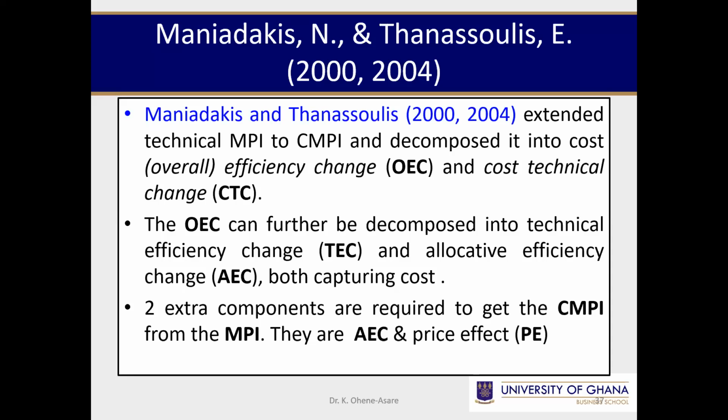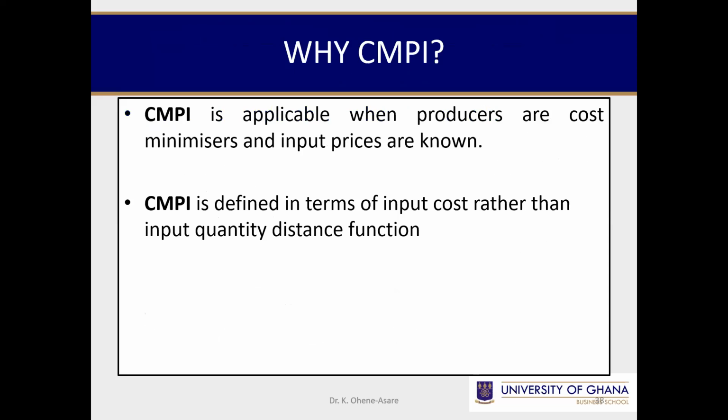Okay. The allocative efficiency change, sorry, and then the price effect. So those are the two main extra things that are added to the original efficiency change and the technical change. They are the allocative efficiency change and then the price effect.